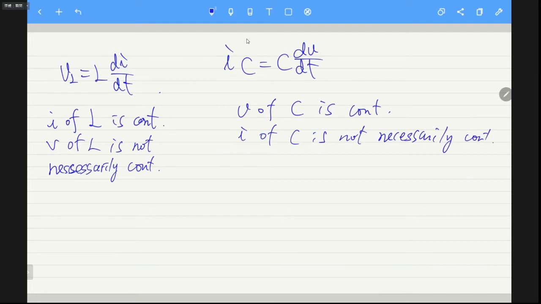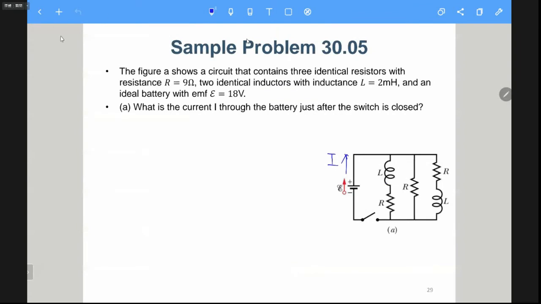Okay, so in this case, we will use the fact that the current of L is continuous. Before the switch is closed, of course there is no current going through the inductor, which means that just after the switch is closed, IL(0 minus) equals 0, and as it is continuous, IL(0 plus) is also 0. That means there is no current going through this path just for t equals 0 plus, and there is no current going through this path.